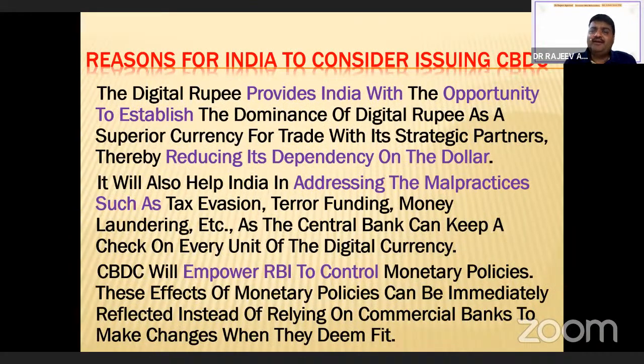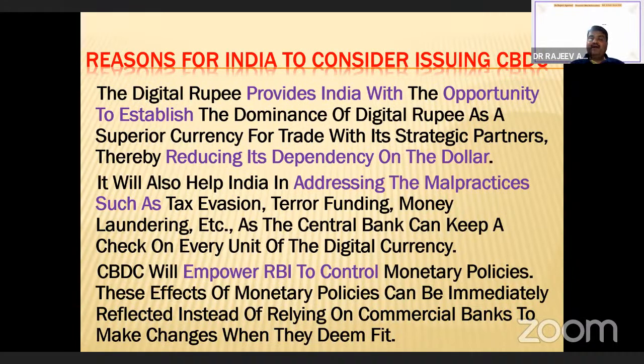The digital rupee provides India with an opportunity to establish the dominance of the digital rupee as a superior currency for trade with its strategic partners, thereby reducing its dependency on the dollar. And it will also address malpractices such as tax evasion, terror funding, money laundering, etc., as the central bank can keep a check on every unit of the digital currency. This digital currency cannot be replicated. Like there are bogus notes, but that is not possible with this digital currency.